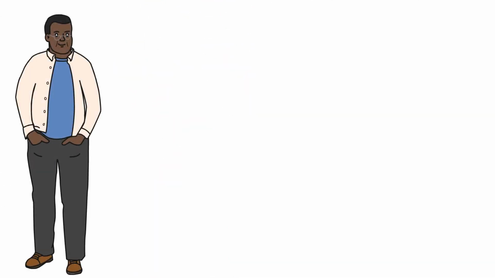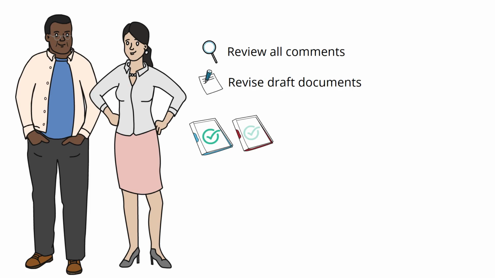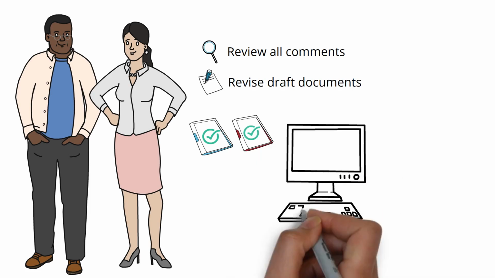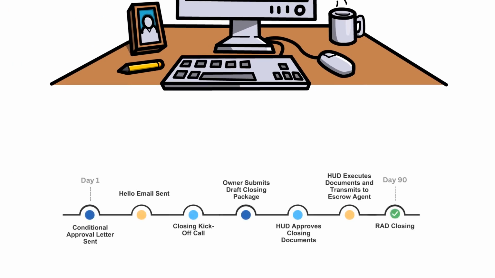After reviewing the draft closing package, HUD will issue its comments to the project owner. The owner or their legal counsel will need to review all comments and revise the draft documents. Once the documents are approved, the owner will upload them to the resource desk. For purposes of developing a closing timeline, owners should allow 45 to 60 days after their initial submission of their draft closing package for full completion of all HUD reviews, including multiple rounds of back and forth.